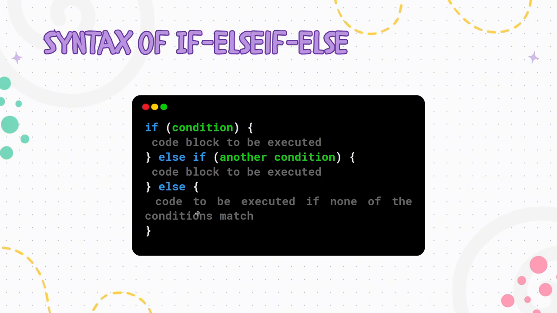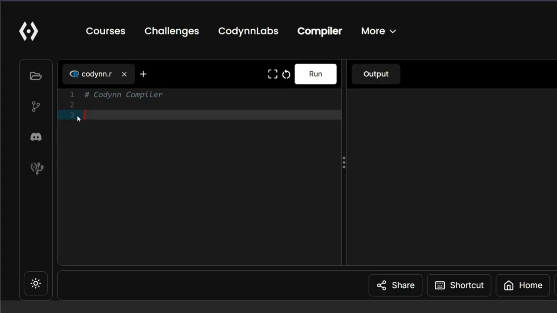So now that we know about the syntax, let's get into our compiler and start coding, shall we? So now that we are inside of the R compiler of Conditional.com, let's first of all execute the basic if statement. In order to demonstrate how an if statement works, I'll first of all create a variable x and then store a value of 10 inside of the variable x.